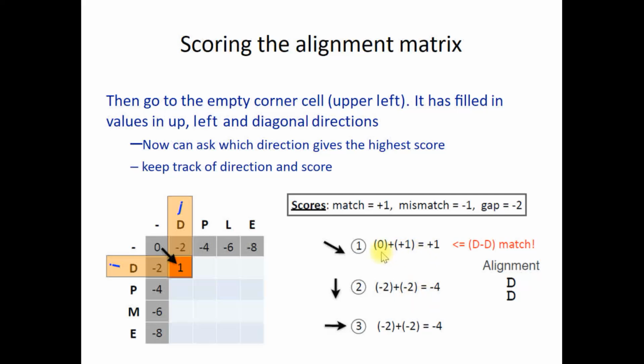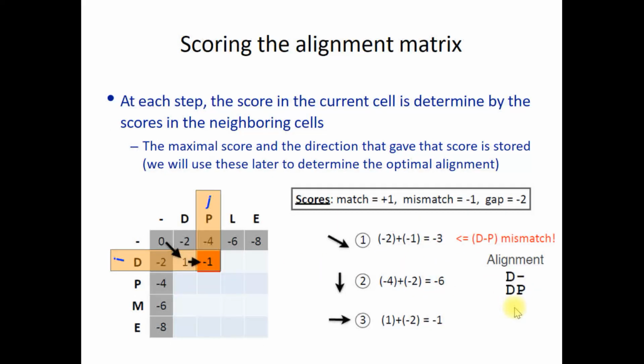Then when we put all those scoring numbers into this formula, the first direction, the diagonal direction, corresponds to score 1. The vertical direction corresponds to score -4, and the horizontal direction corresponds to a score -4. And we compare these 3 situations, and we know the first one has the highest score, and we put 1 into this orange cell. It corresponds to a D to D match.